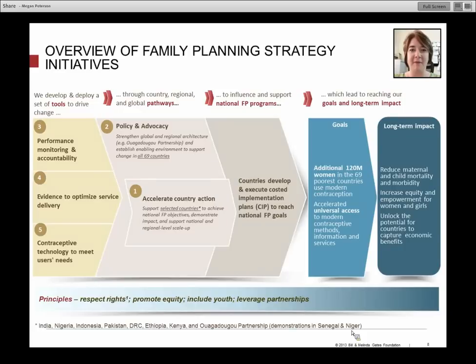India, Nigeria, Indonesia, Pakistan, DRC, Ethiopia, Kenya, and then Senegal and Niger, which are sort of our target countries within the Ouagadougou Partnership, but again, using the Ouagadougou Partnership as a platform, as referenced earlier when we look at policy and advocacy. The implant access program itself does not fit neatly, I would say, into any particular one of these family planning strategy initiatives, but rather we are looking at all of these, apart from contraceptive technology.